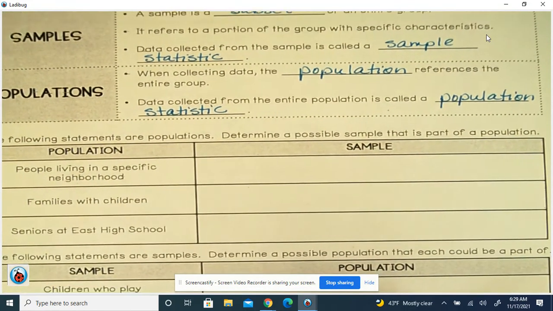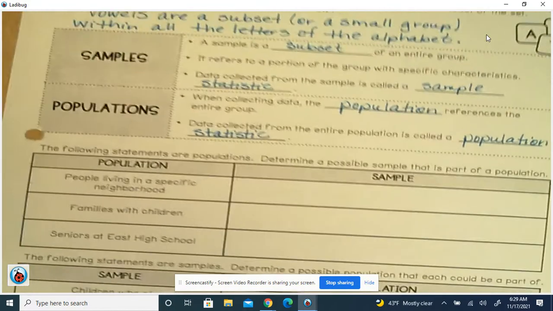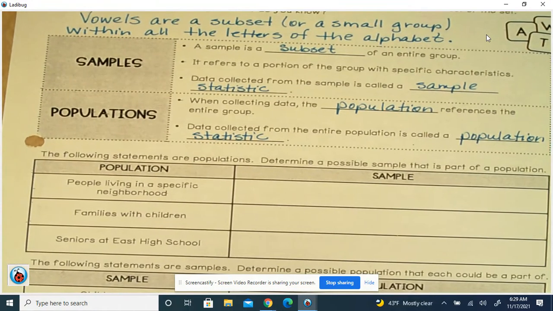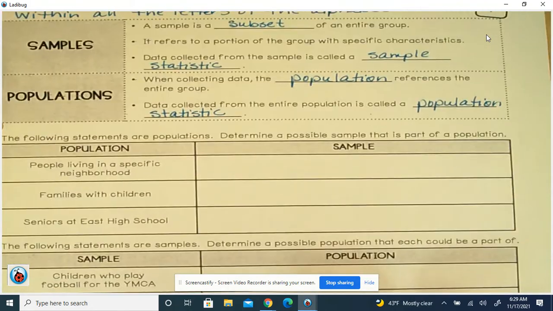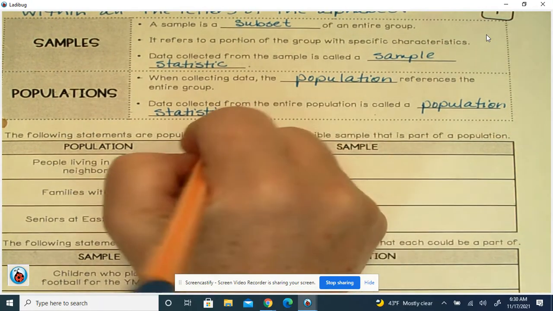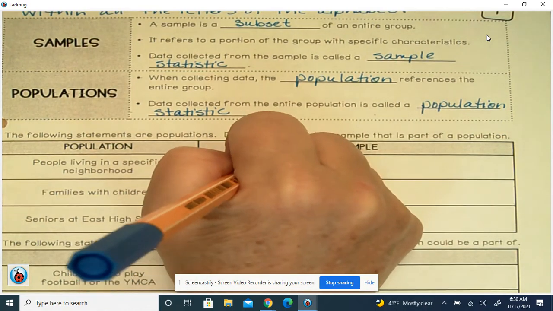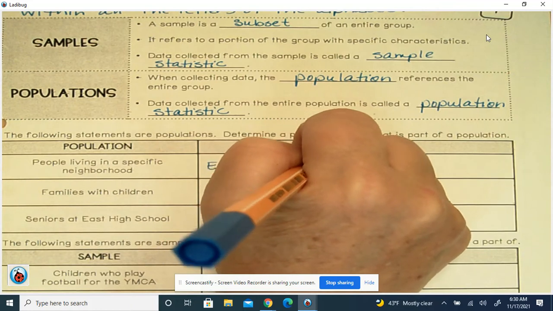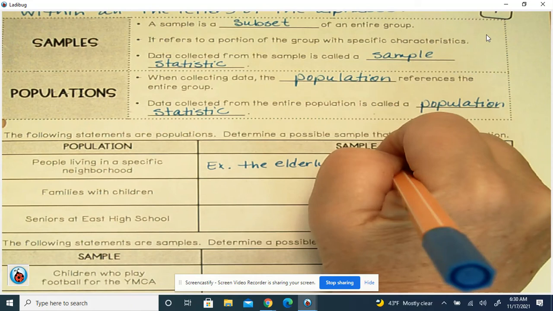Now let's look at some examples. The following statements are populations. Determine if the population sample that is a part of a population. People living in a specific neighborhood. All right. For example, I know in Reidsville we have a couple of these. The elderly people within the neighborhood.